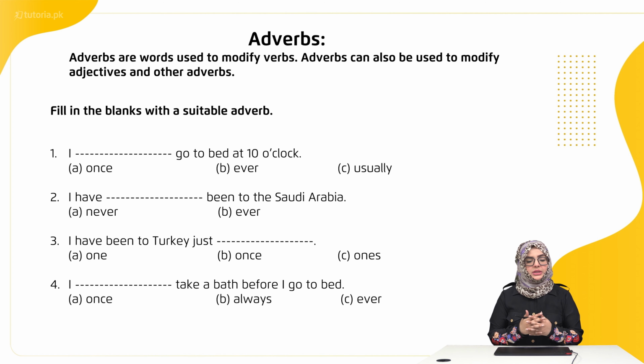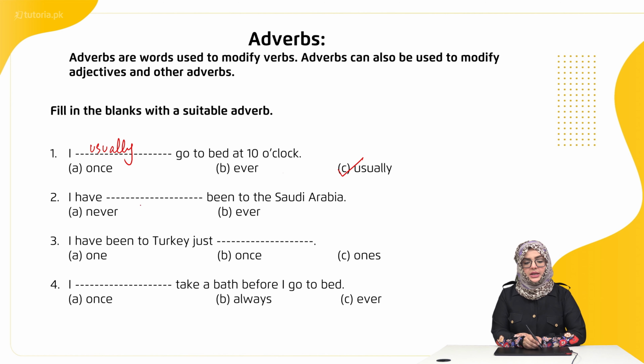So let's see what this exercise is about. Fill in the blanks with a suitable adverb. हमें options में कुछ adverbs दिए गए हैं. We have to choose the appropriate one. So first is: I dash go to bed at 10 o'clock. So we have once, ever and usually. So usually is the correct one.